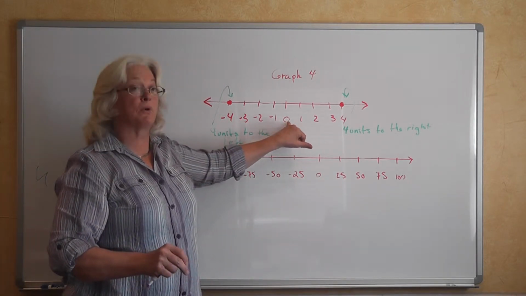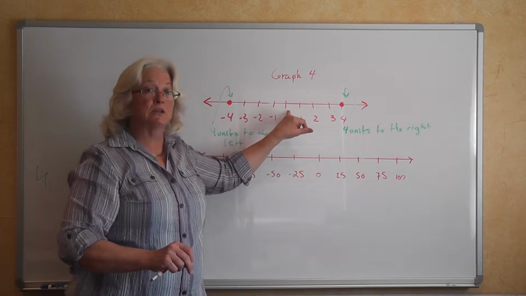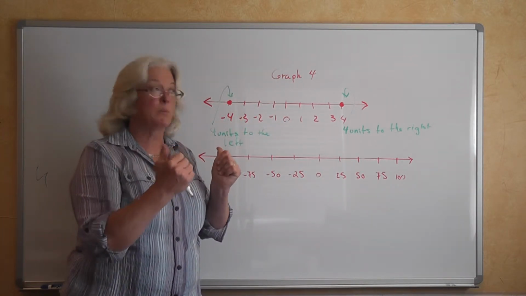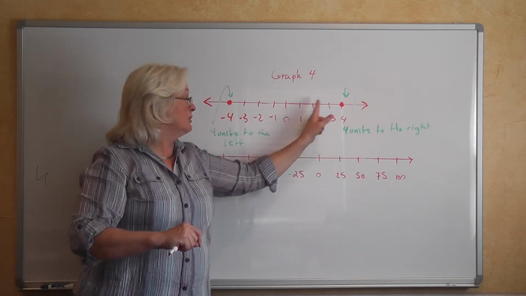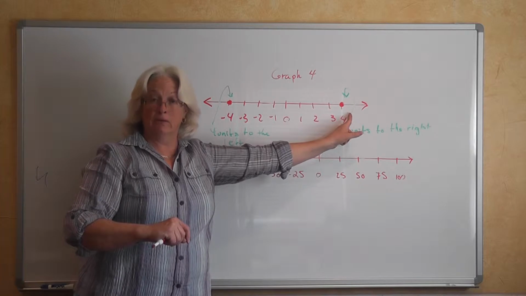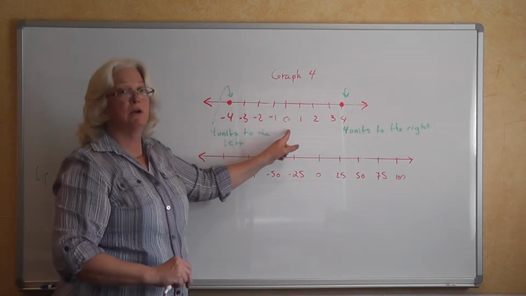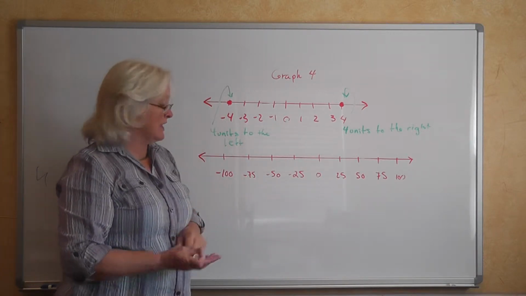Opposites are numbers that are located the same distance from 0 on the number line, going in opposite directions. Positive 4 is located 4 units from 0 towards the right. Negative 4 is located 4 units from 0 to the left.